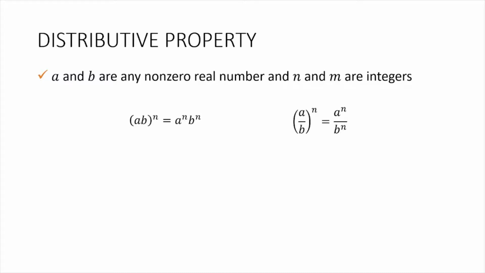Then power of a quotient. So if we have a quotient, A divided by B, and the whole expression is raised to the power of n, then we can also distribute the power. So it's equivalent to A raised to the power of n divided by B raised to the power of n. All right. So let's now work on some examples.